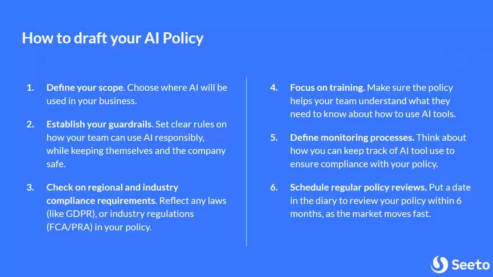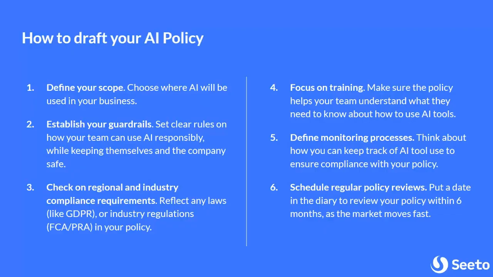You should define how you're going to monitor the processes that you've put in place. So how do I keep track of AI use? And again, one of the things about responsibly adopting AI is so that you can get a better grasp around the use of it inside the organization. You should schedule regular policy reviews. For the AI policy, AI is moving incredibly quickly. So don't just assume that once you've written the policy, it's done. Put a date in the diary about 6 months from now when you can review it and improve it.